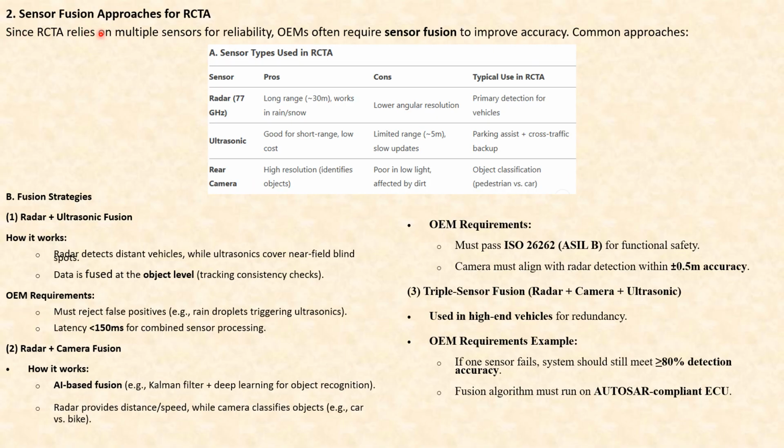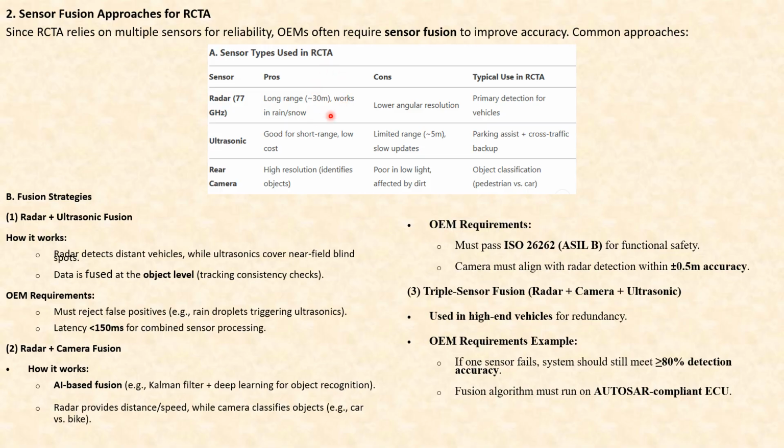Next is sensor fusion approaches for RCTA. All right, since this RCTA is relying on multiple sensors for reliability, whether it is radar, radar plus camera or radar plus ultrasonic, there are a couple of more than one sensor. So naturally, sensor fusion comes into picture.